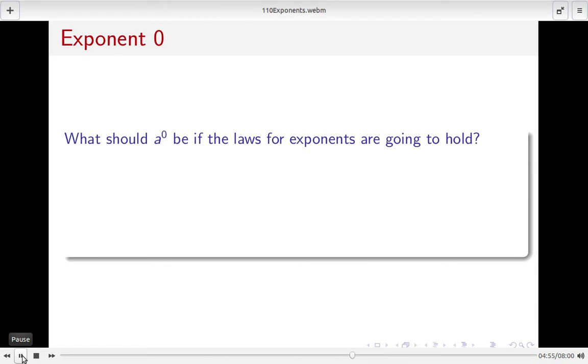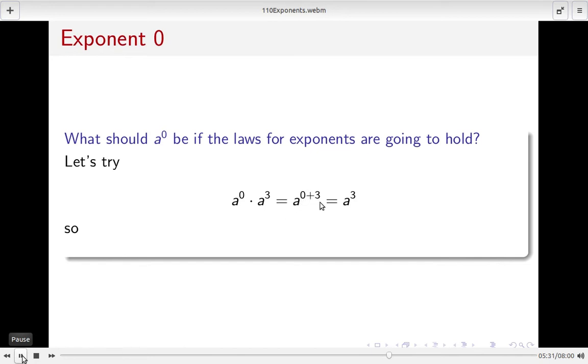Those were positive whole number exponents. Now, what about an exponent 0? What should a to the 0 be if the laws for exponents are going to hold? Well, looking at a simple example will tell us what a to the 0 should be. We'll try a to the 0 multiplied by a to the third. If the laws for exponents are going to hold, this is the situation where you add exponents, so this should be a to the 0 plus 3.